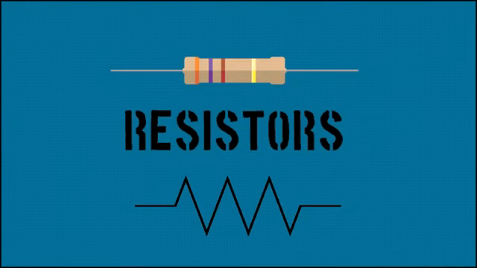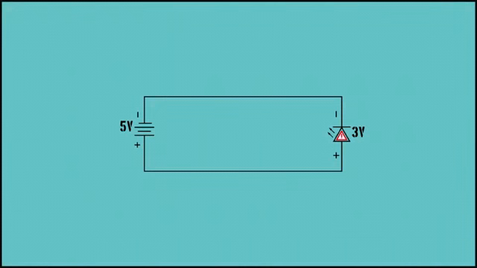To start, we will talk about the resistor. It is one of the most common and practical electrical components. Its basic function is to limit current flow in a circuit. For example, here, we see an LED connected to a battery without a resistor. The battery is 5 volts, but the LED requires 3 volts. In the case without the resistor, the LED is damaged from the overload.